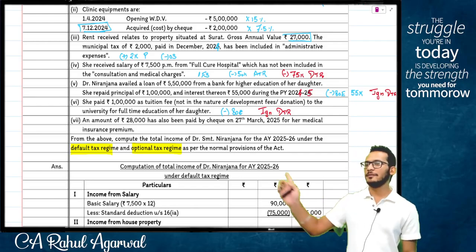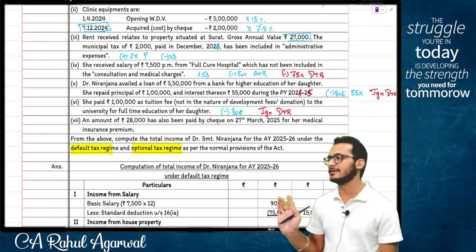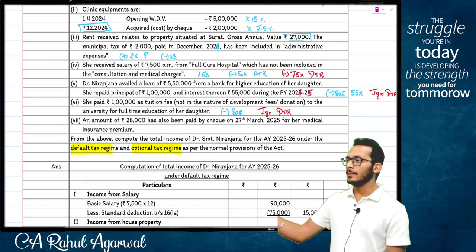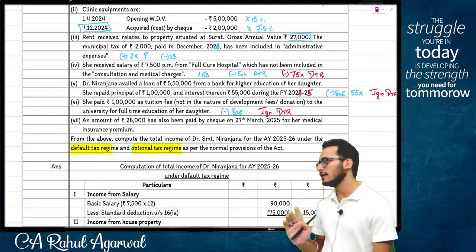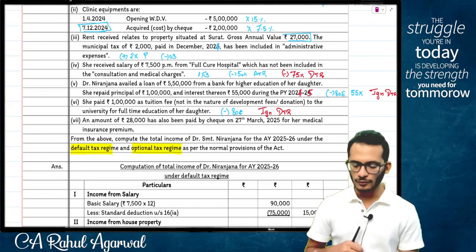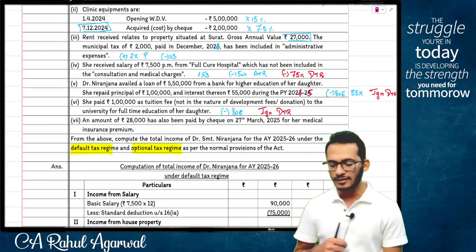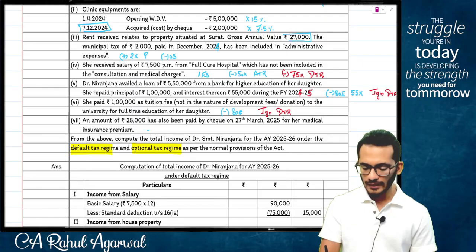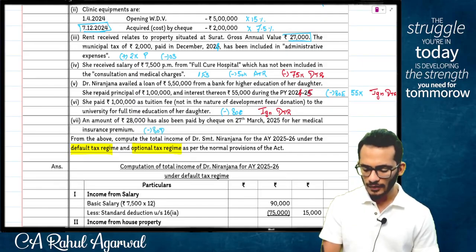Point is, people, when you hear the word tuition fees, it is 80C. If they say higher education, then it is 80E. That is what the idea is. Clear enough? Yes, move forward. An amount of 28,000 was paid by cheque on 27th March 25 for medical insurance premium, 80D. I get 80D. Amount allowed 28,000.